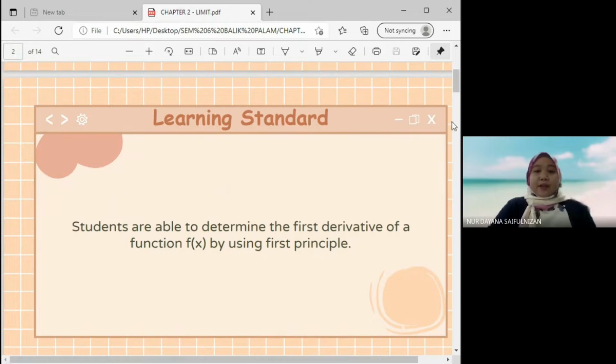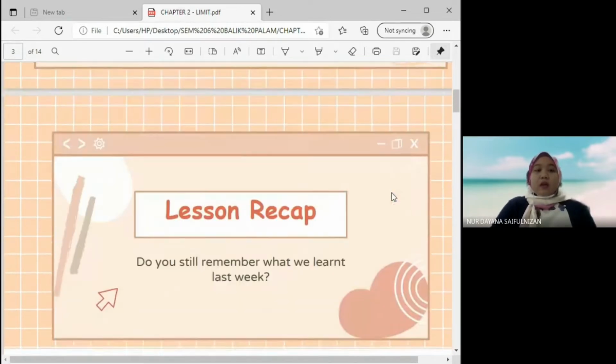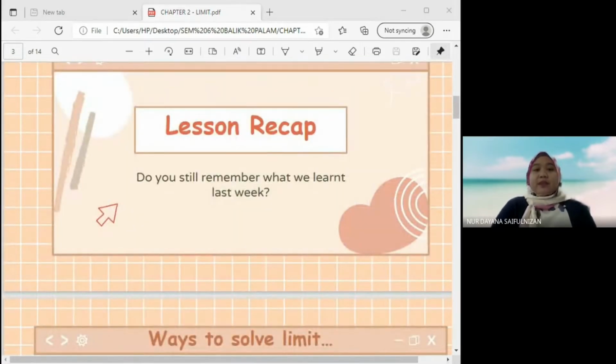Okay, but before that, I want to recap about what we have learned last week. We learned about how to solve a limit. Basically, limits have three ways to solve, which are direct substitution, factorization, and conjugate. Let's take a look at the first way, which is direct substitution.